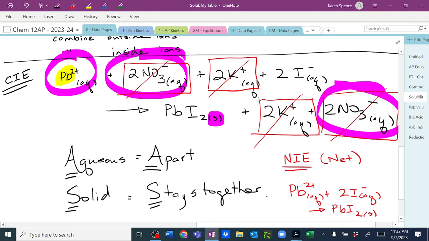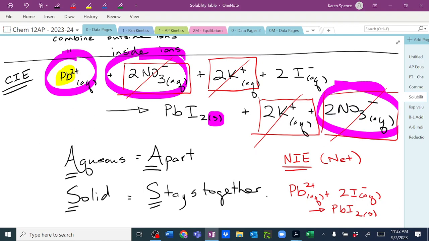Does anything happen to the nitrate? No, it's floating around at the beginning of the reaction all by itself, and at the end of the reaction, it's still floating around all by itself. The volume hasn't changed, the number of particles hasn't changed. Could you use a change in concentration of nitrate to measure your reaction rate? No, because it doesn't change.